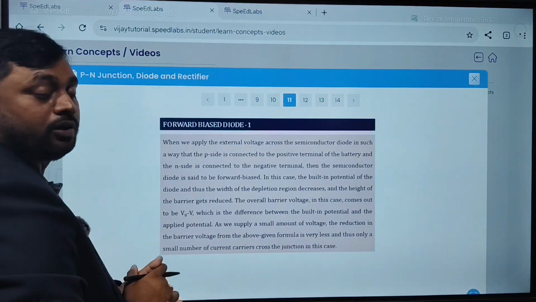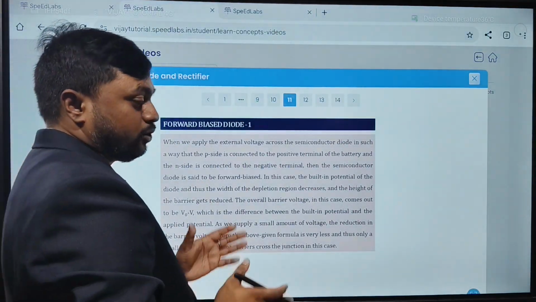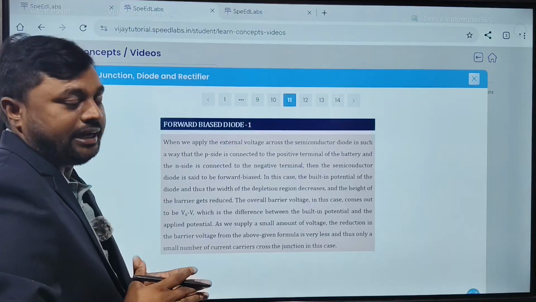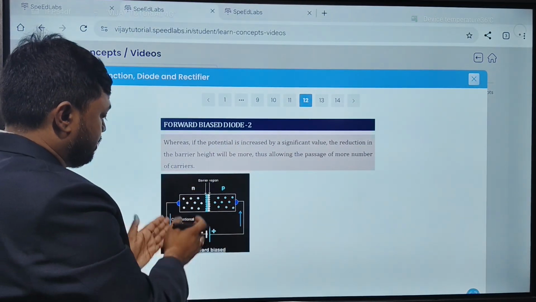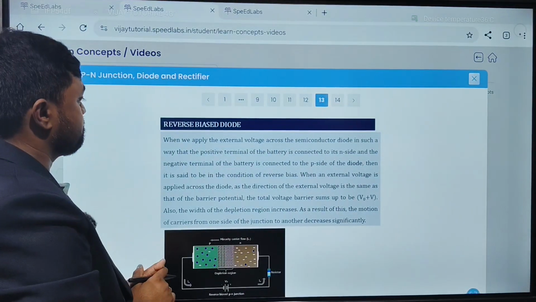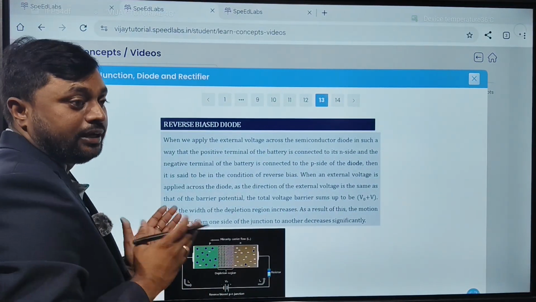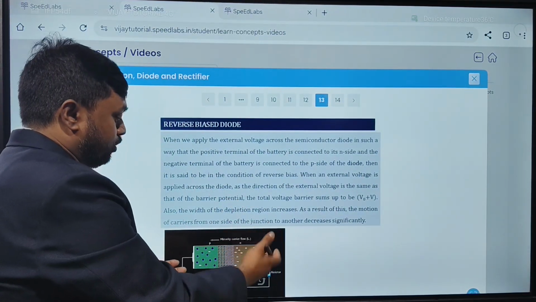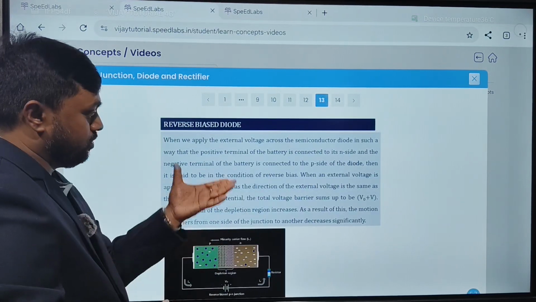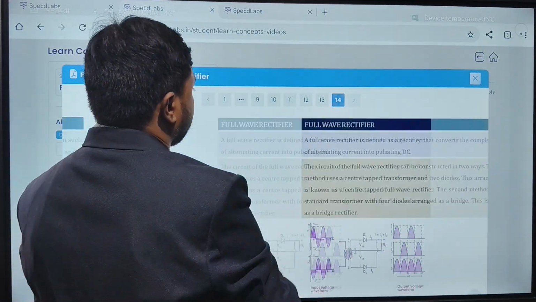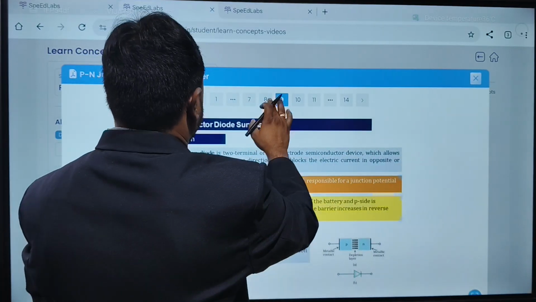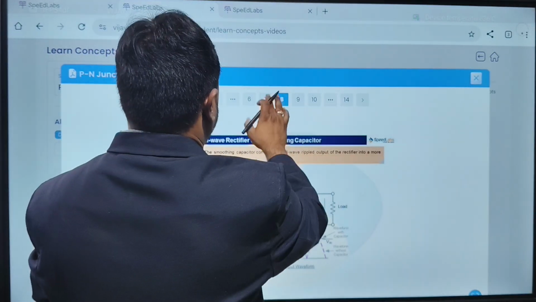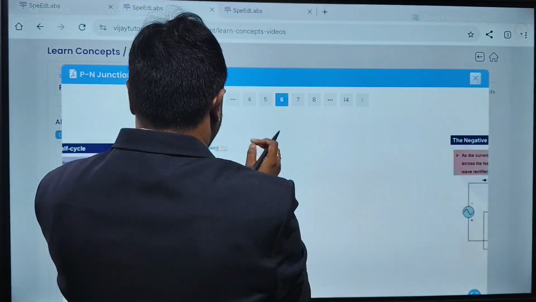In case of forward bias, P is connected to the positive and N is connected to the negative. Reverse bias is when P is connected to the negative and N side is connected to the positive. You can go through it. Bridge rectifier is not there in the syllabus.